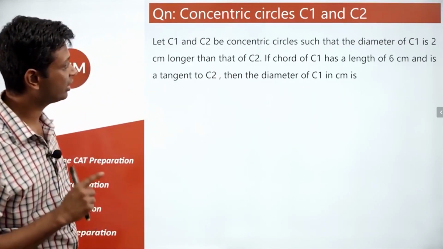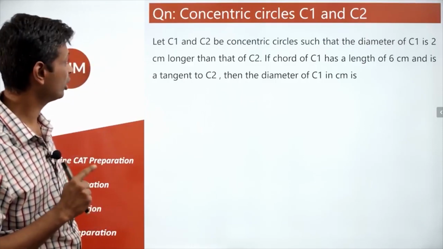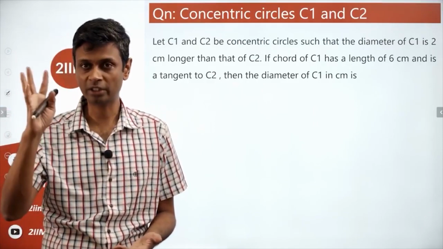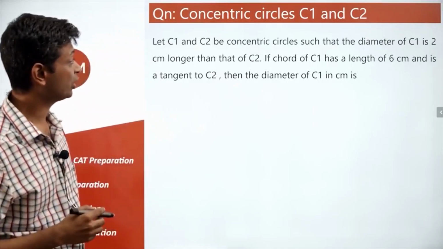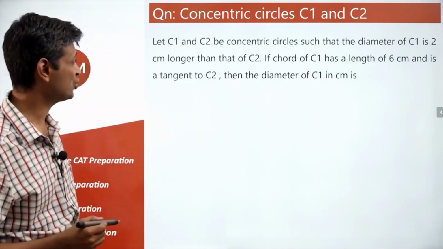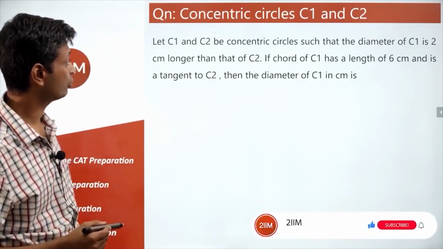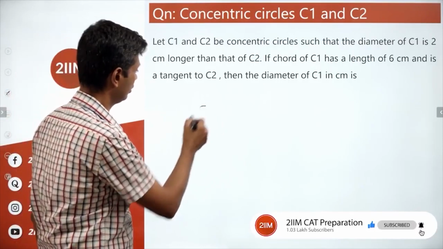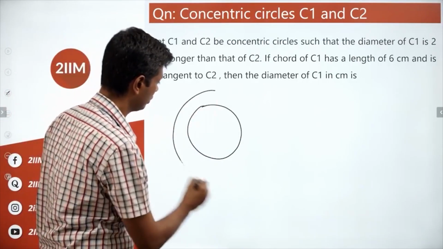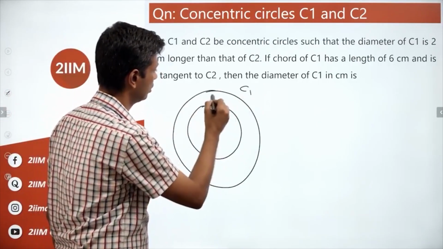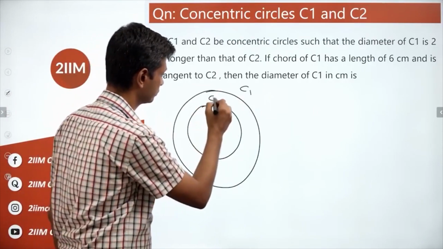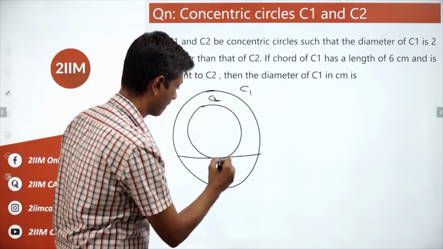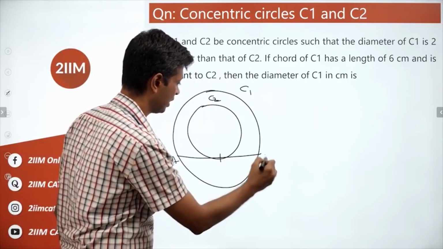C1 and C2 be concentric circles such that the diameter of C1 is 2 centimeters longer than that of C2, or radius of C1 is 1 centimeter longer than that of C2. If a chord of C1 has a length 6 centimeters and is tangent to C2, chord of C1 6 centimeters and tangent to C2. So C2 is inside, C1 is outside. This is C1, this is C2. A chord of C1, this is 6 centimeters, say it's AB.